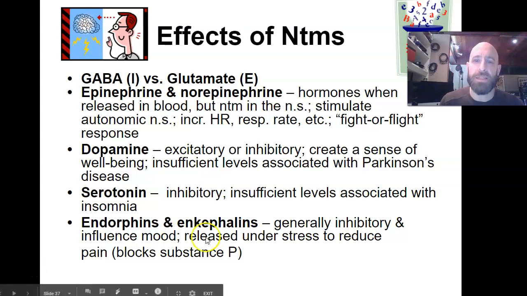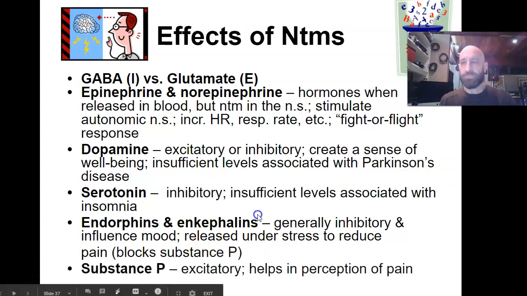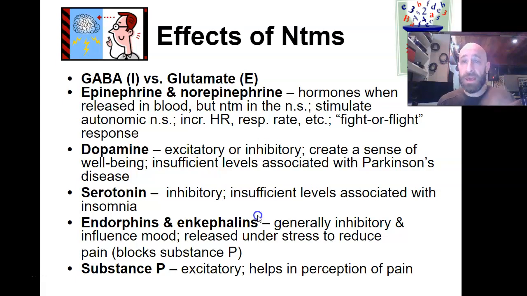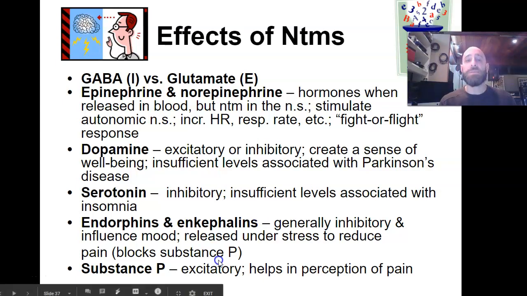And then finally, the last one is substance P. Substance P is actually the neurotransmitter that causes pain. That's what causes the sensation of pain. And pain's an interesting topic because it's different for everybody, and it's completely internal. Pain doesn't actually exist in the real world. It's 100% in your brain. That doesn't mean it's not real. People feel pain, but it's 100% produced by your own brain. And this is going to be excitatory, so your endorphins block it.